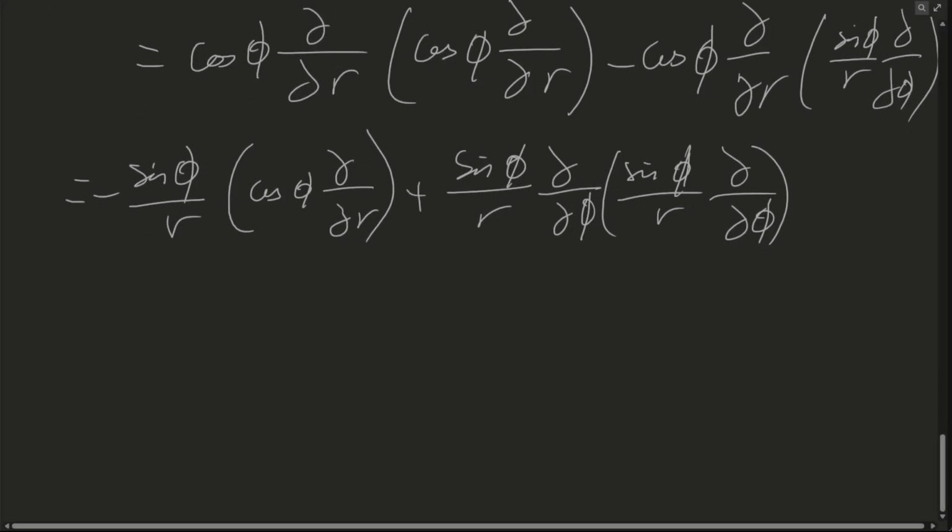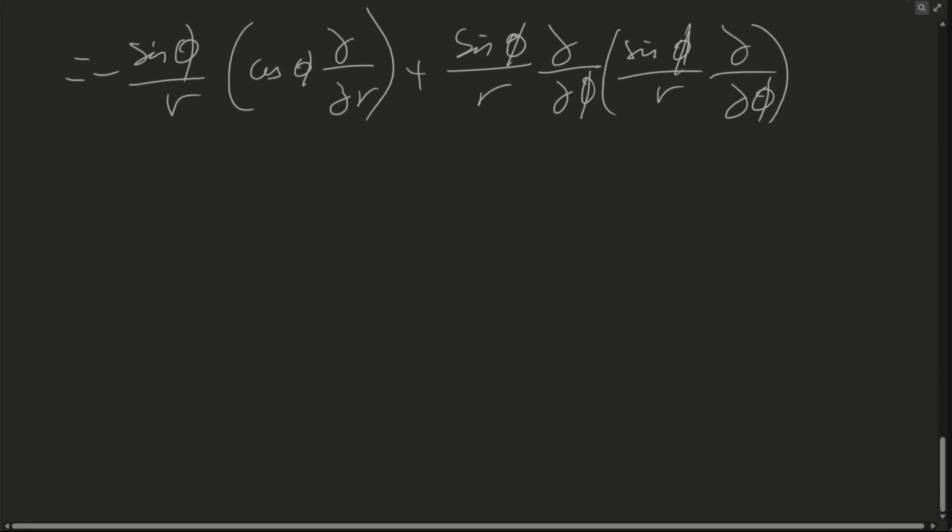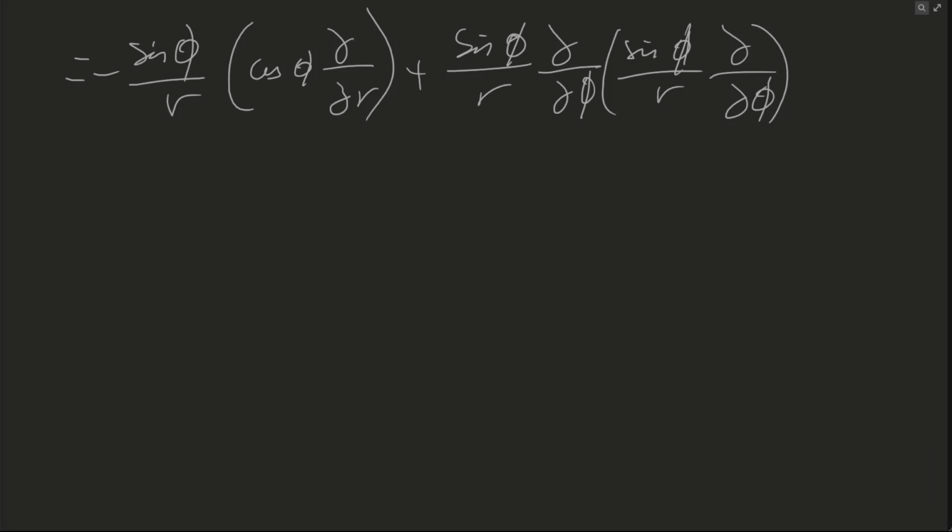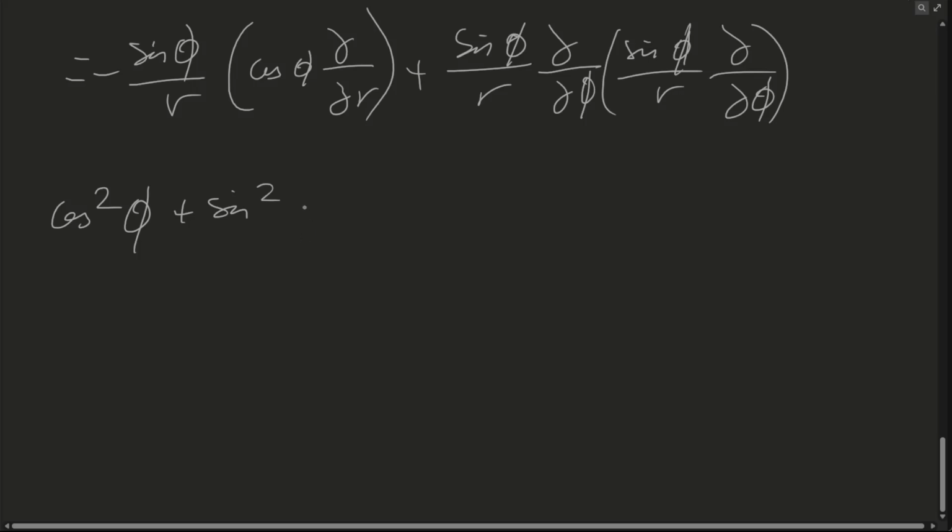Now we can expand all of our terms, and I'm not going to write that all out because it will get monotonous. But we see that when we add the coefficients of the second partial derivative term, we get cos squared phi plus sine squared phi, which is equal to 1.